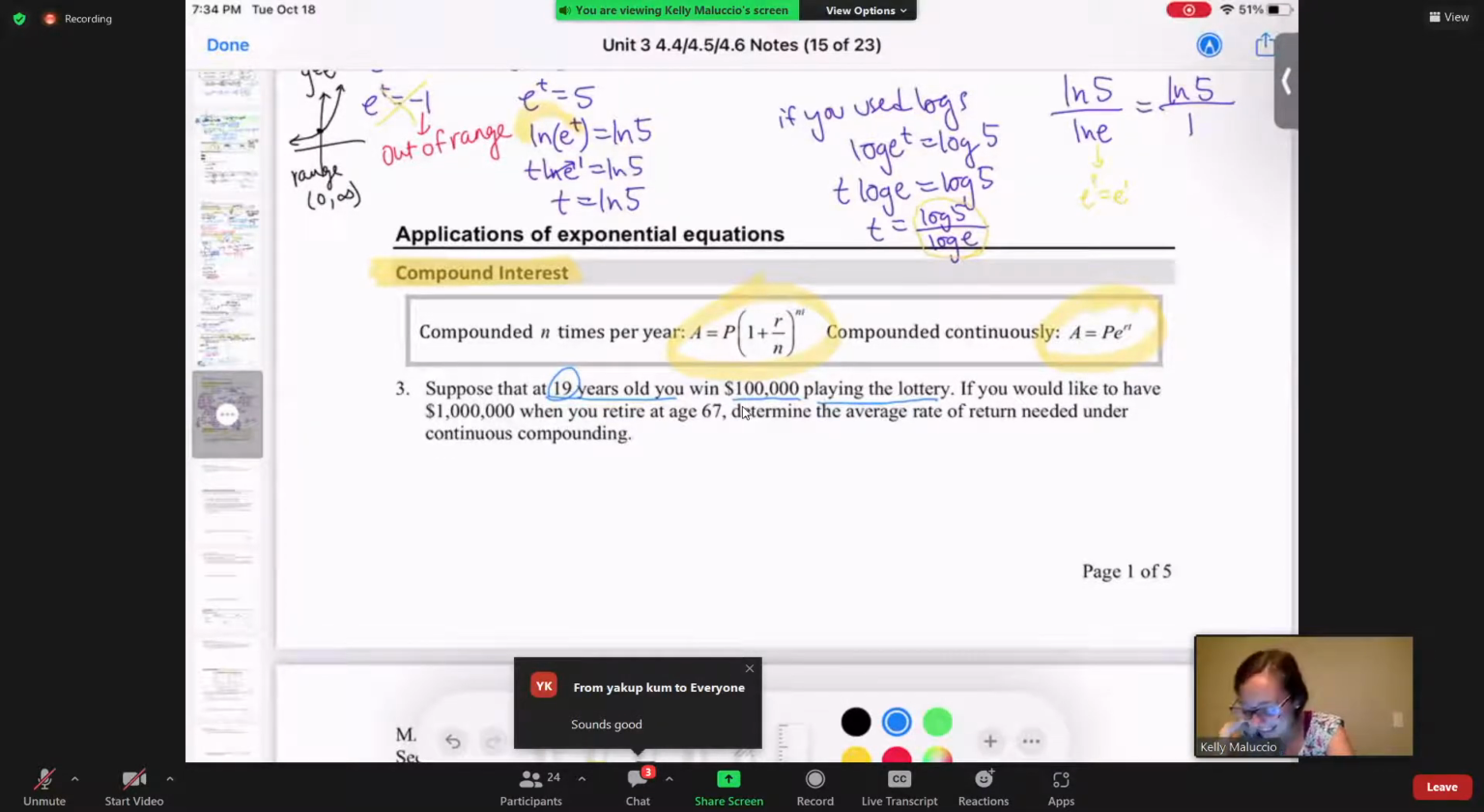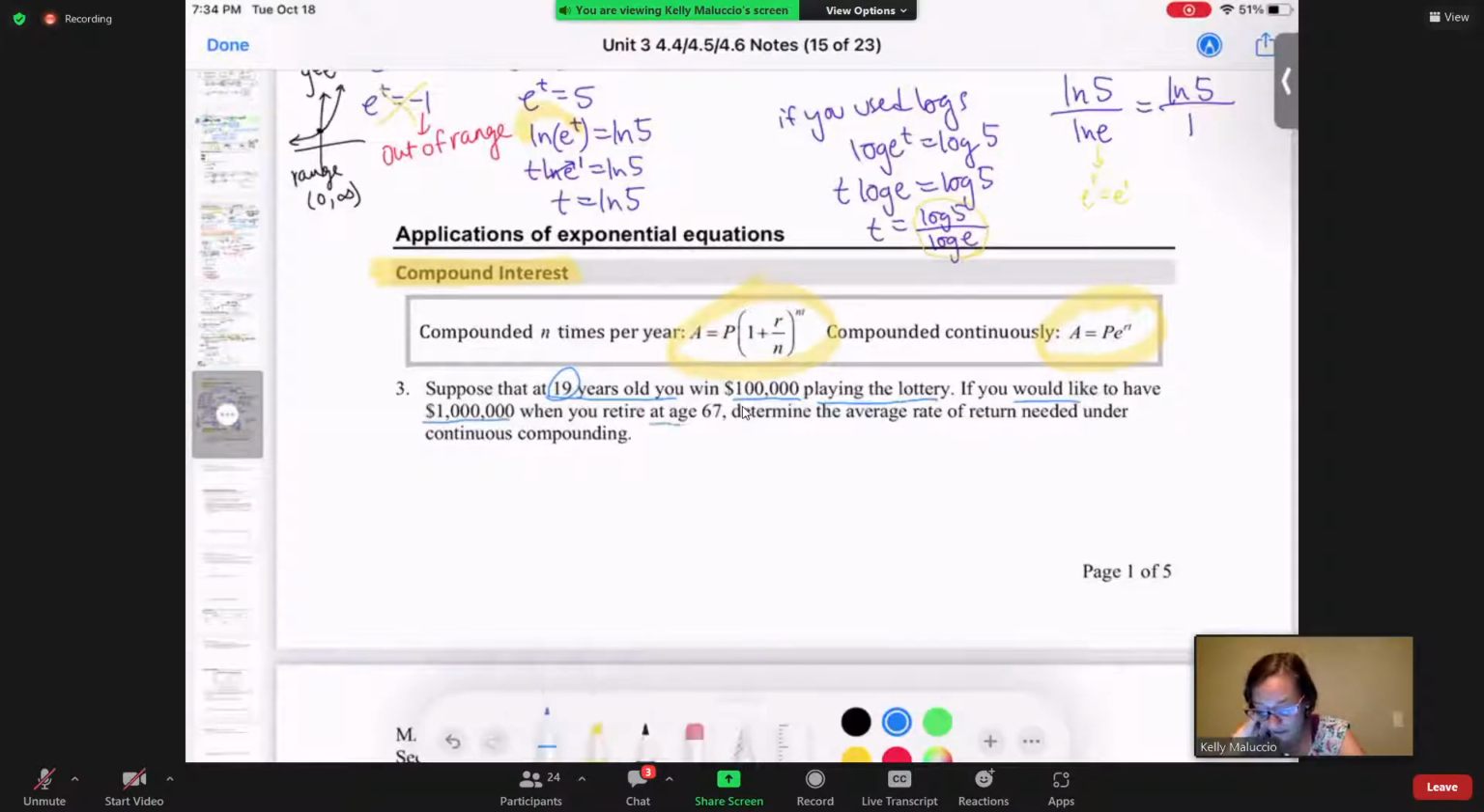Exponentially better, right? If you would like to have $1 million, okay, would love that, when you retire at age 67, I mean, that's more realistic than it used to be, like, oh, 55, not true, right? Determine the average rate of return needed under continuous compounding. Okay, so we are finding R. So we're finding R equals question mark.